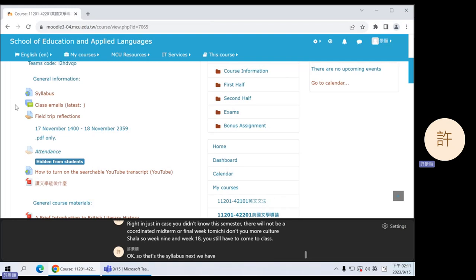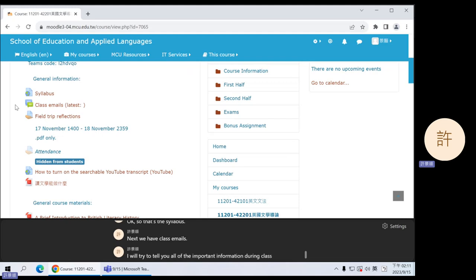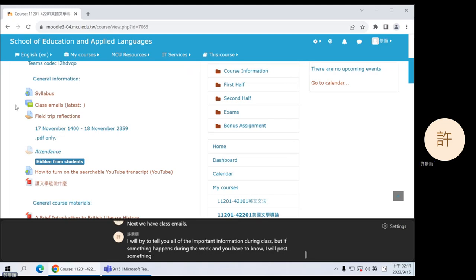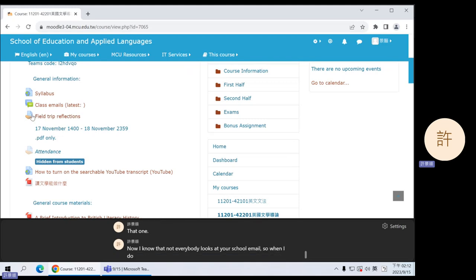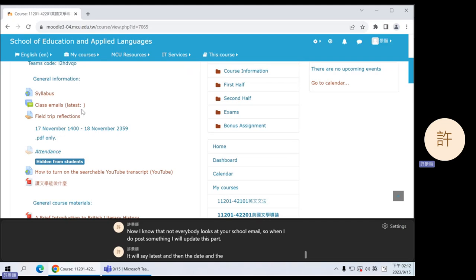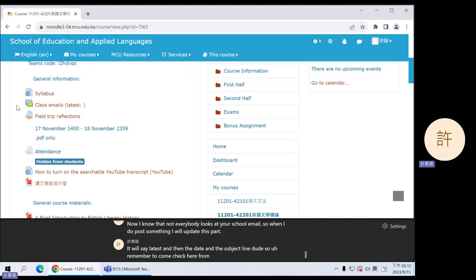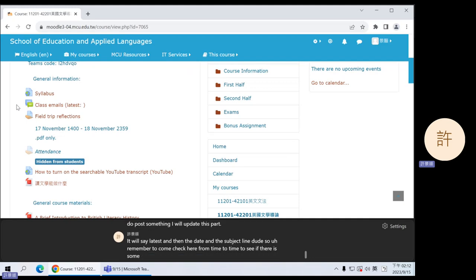Next, we have class emails. I will try to tell you all of the important information during class, but if something happens during the week and you have to know, I will post something here, and the system will send an email to your school email account, at me.mcu, that one. Now, I know that not everybody looks at your school email, so when I do post something, I will update this part. It will say latest, and then the date, and the subject line, 主旨. So, remember to come check here from time to time to see if there is some important message that you have to know.